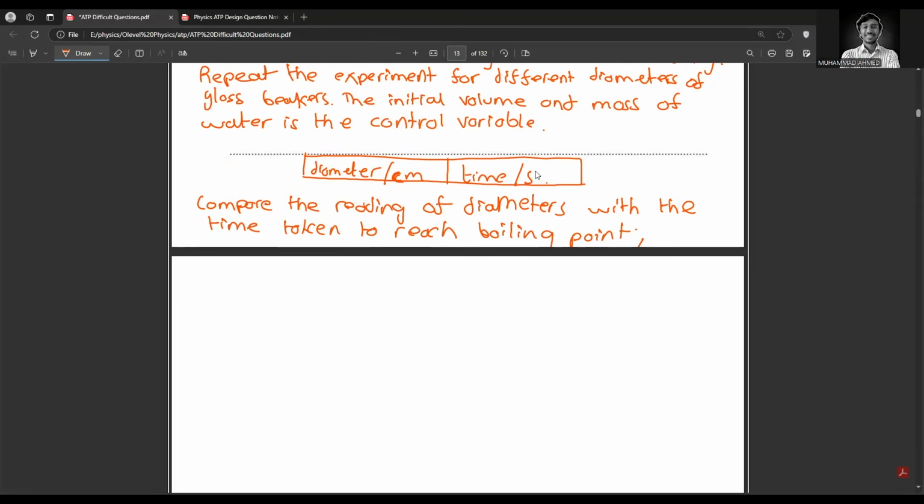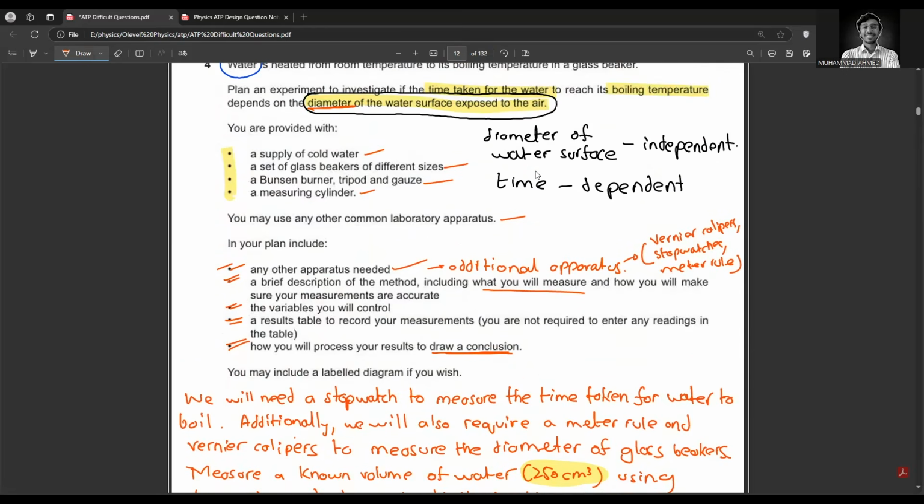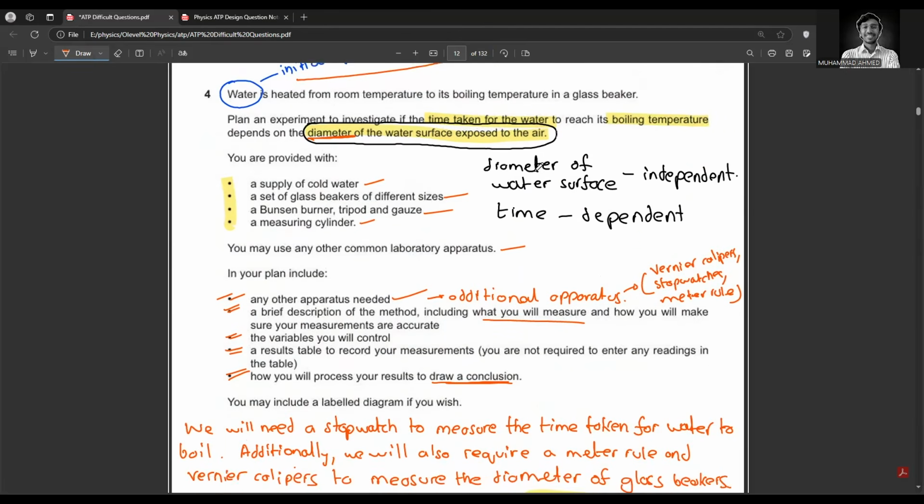See or observe if there is a relationship or a trend, or you can say compare the readings of diameter with the time taken to reach the boiling point and see whether they affect each other or not. If you want to finish your answer here, you will be getting a 6 on 6. No questions in that.